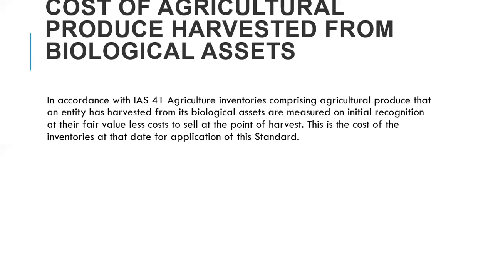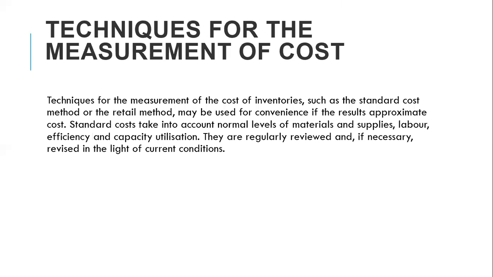Agriculture. So for harvested biological assets, an entity has harvested from its biological asset, they are measured at initial recognition. So for those harvested biological assets, what is their fair value? Then less the selling costs. Cost to sell is just selling costs. So fair value less the selling cost will give you the valuation at the point of harvest.